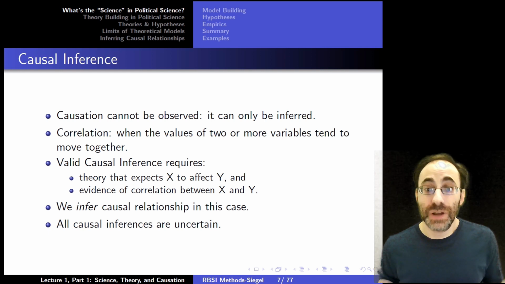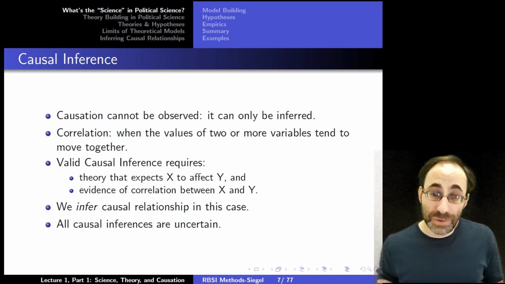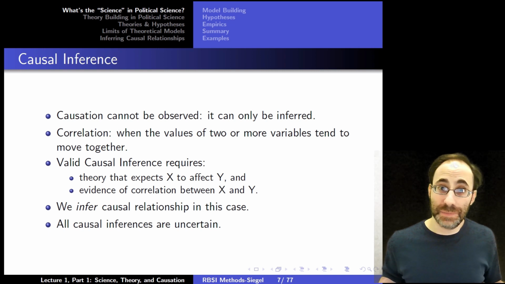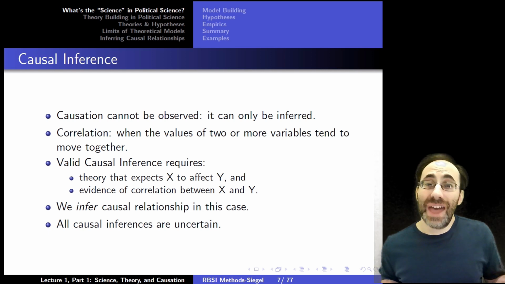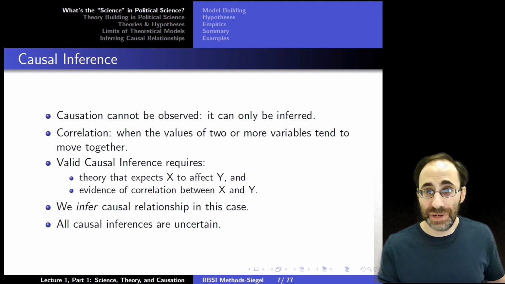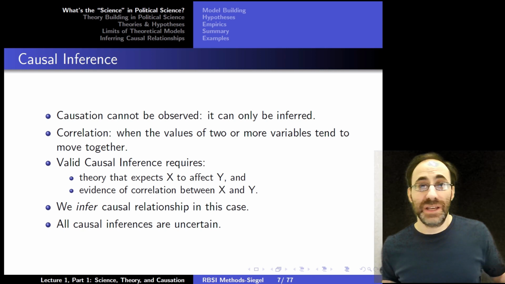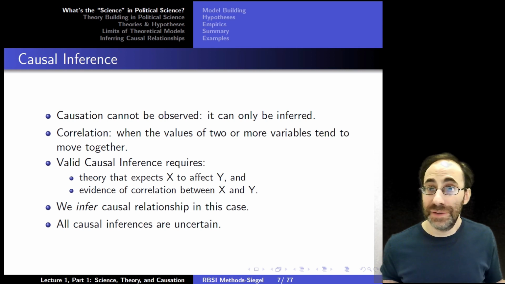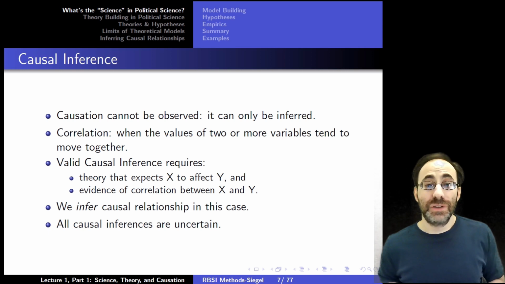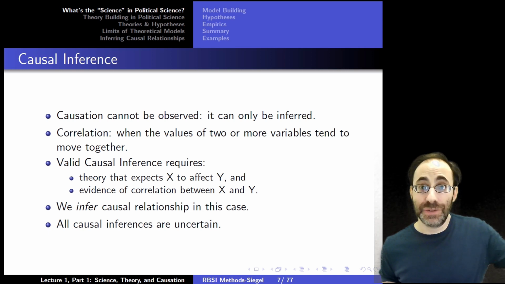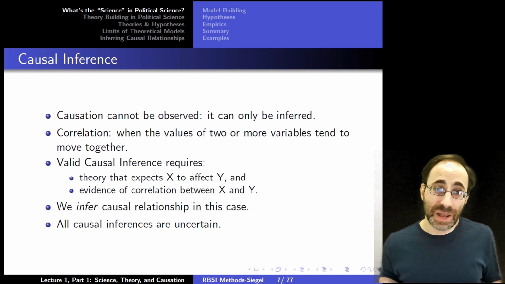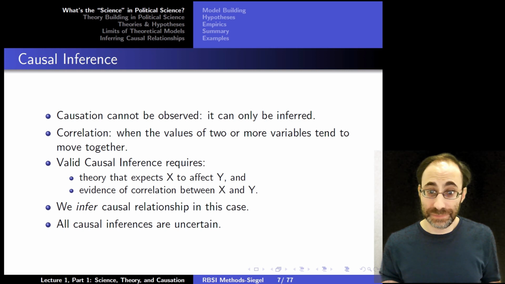So a valid causal inference requires that the theory says X should cause Y, right? Gravity should pull that ball down to the ground. And second, we have evidence that, in fact, when X happens, Y happens more often as well. So if the theory is that gravity pulls the ball to the ground, when I drop the ball, I should see the ball falling to the ground more often than it did before. So the first one's a theory. I have a theory about how things should be related causally. And the second one's correlation. I see two things that vary together.